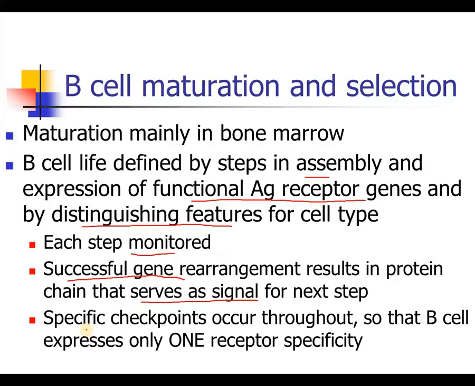It means that there are going to be specific checkpoints that occur throughout the development of the B cell, so that the B cell is going to express only one receptor specificity. And I will say that there is a lot of loss. You know, if you have random B cell receptor gene segments, randomly getting together, they're not all going to be useful. So you have to check along the way to make sure you have a useful receptor.